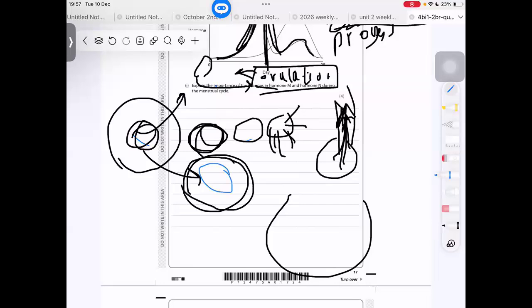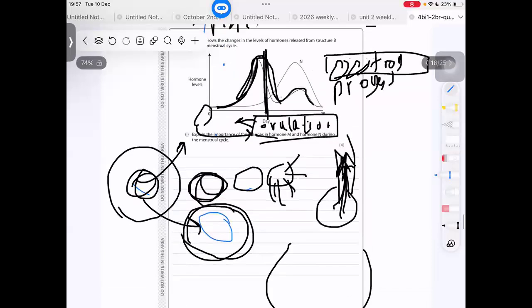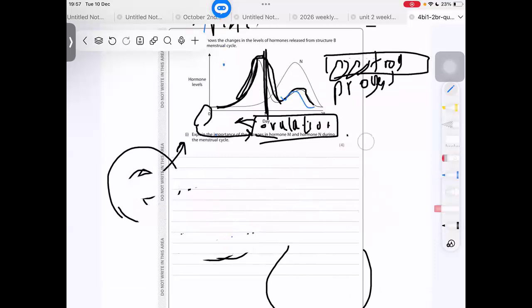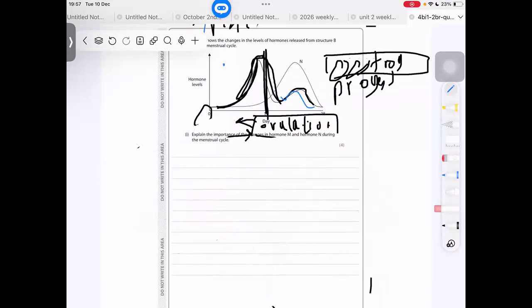Even this corpus luteum can secrete estrogen. Not only that, it secretes progesterone as well. Corpus luteum secretes both estrogen and progesterone. That's why even after ovulation, you can see another peak in the estrogen. And also in the N diagram, you can see before ovulation there was no peak at all in the N hormone, right?